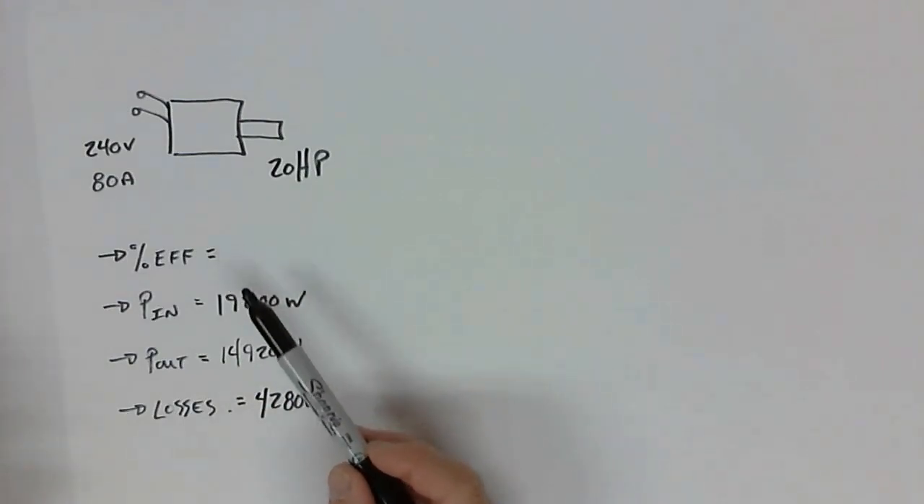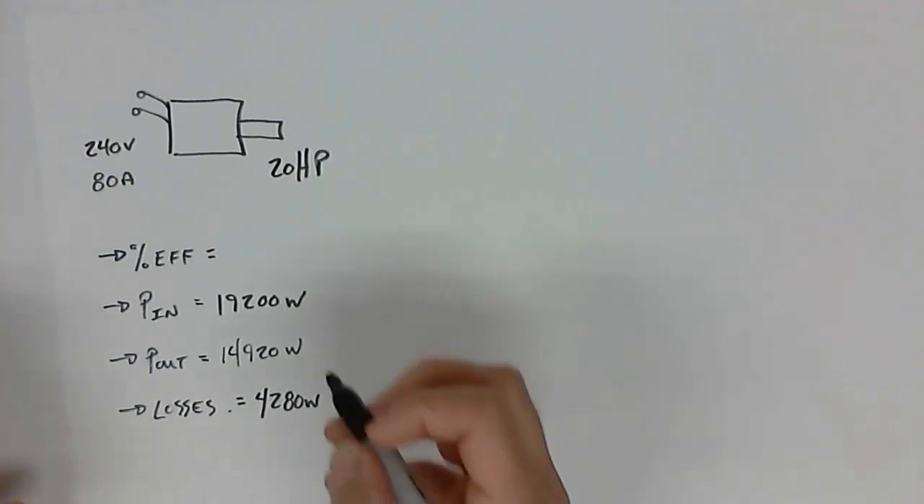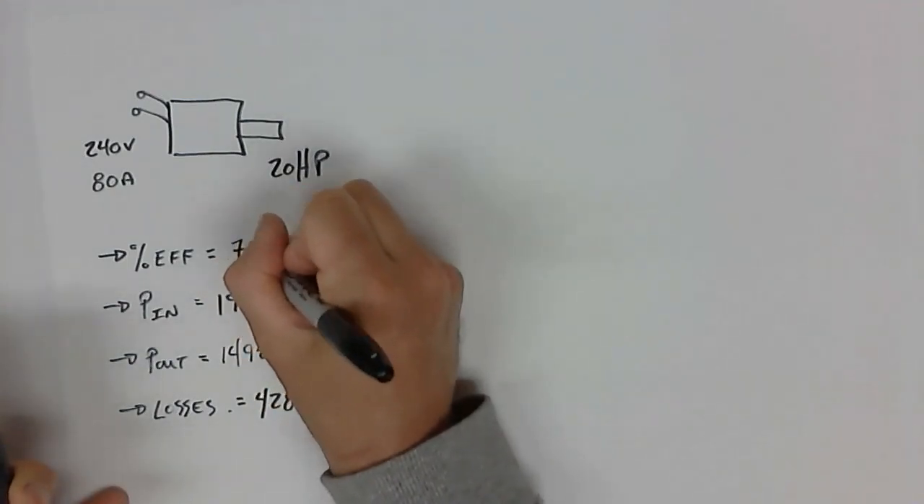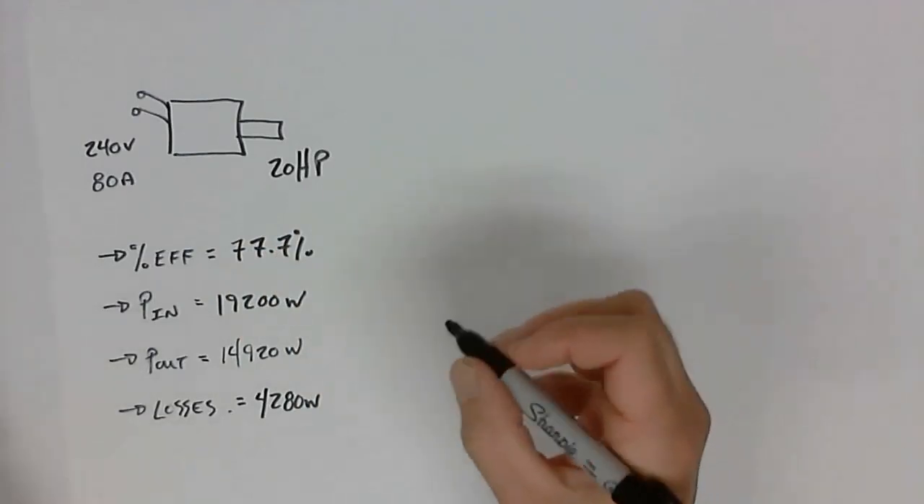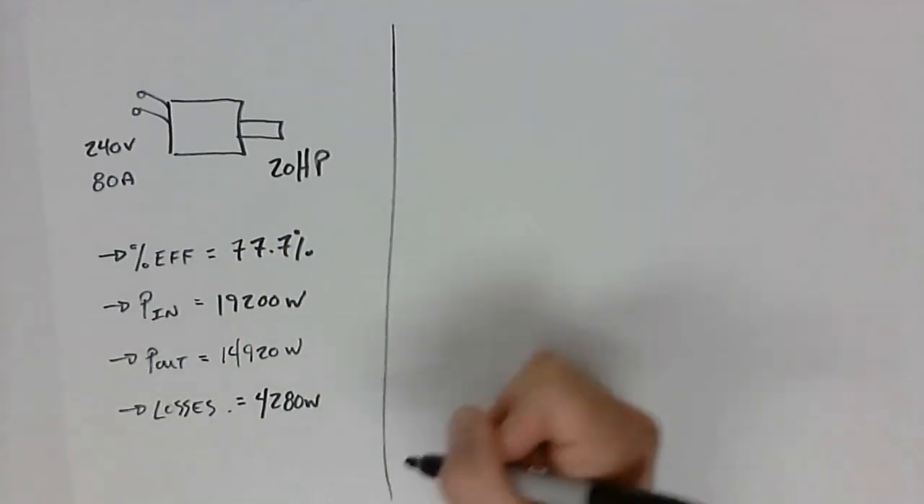Finally, the percent efficiency, well, we use our efficiency formula, which is the output divided by the input. So 14,920 divided by 19,200 gives me 77.7% efficiency. Let's look at another motor.